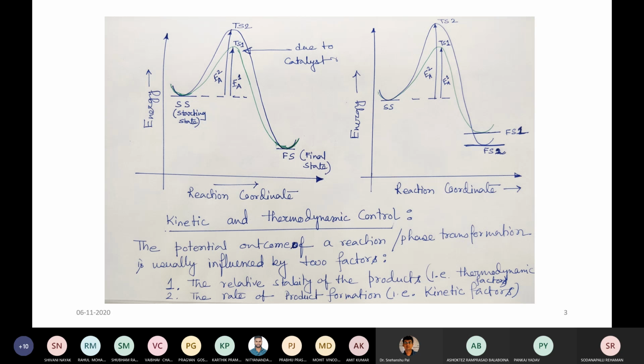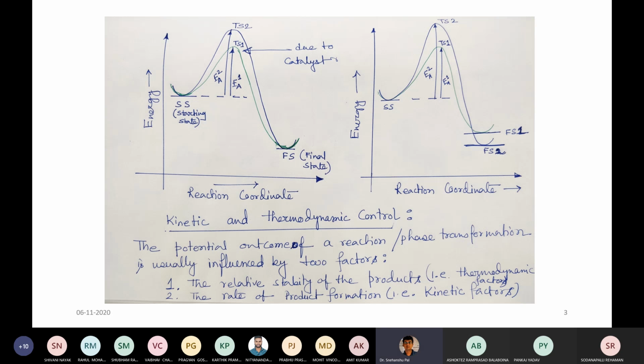Now we have to find one example which is thermodynamically favorable but kinetically unfavorable. What does it mean? The feasibility of the reaction or transformation is there, but the activation energy barrier is so high that it is not kinetically favorable.